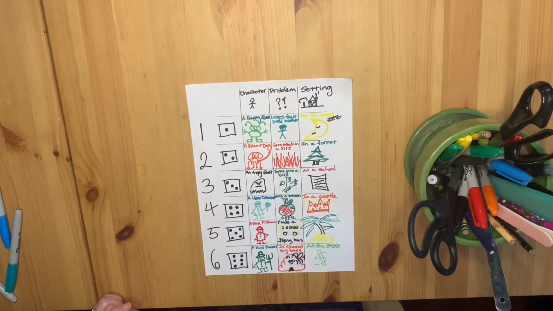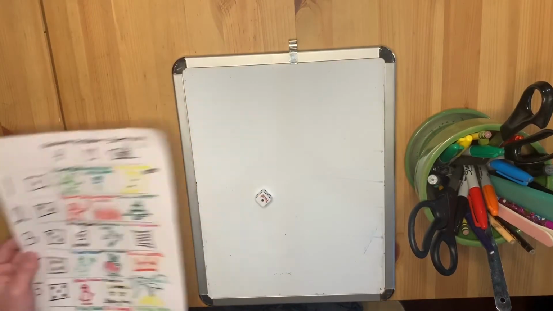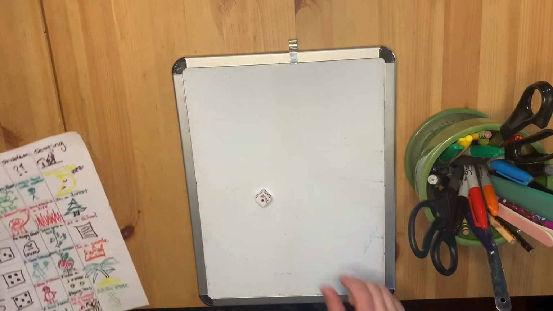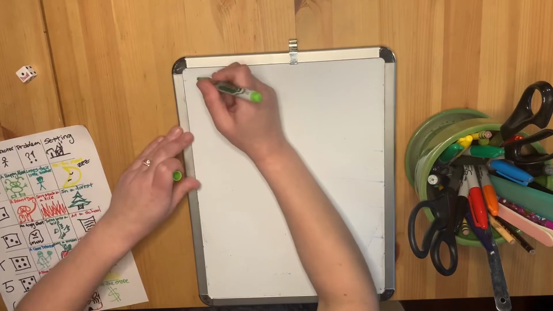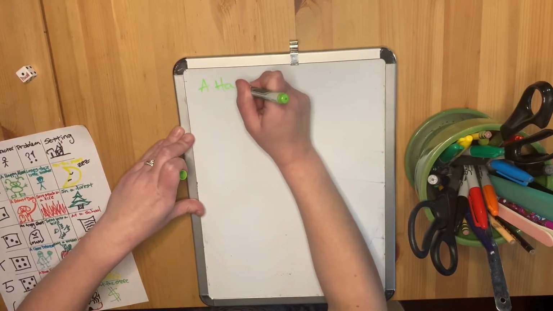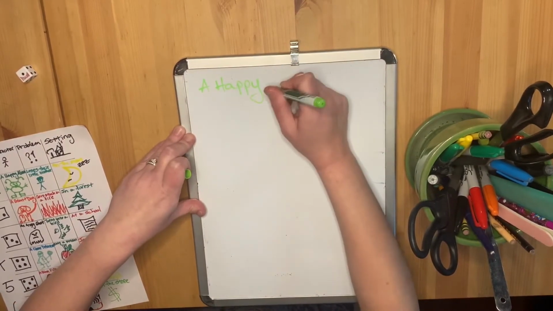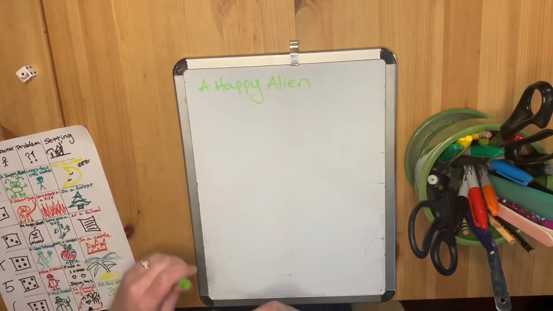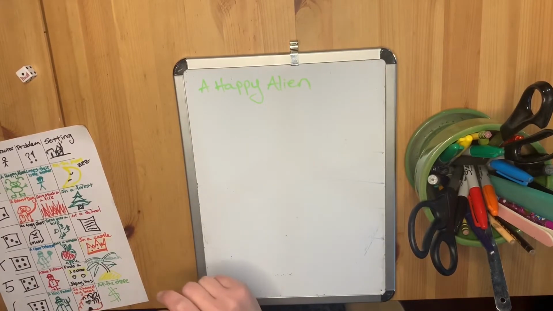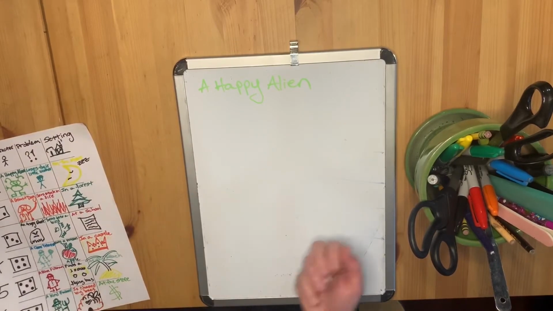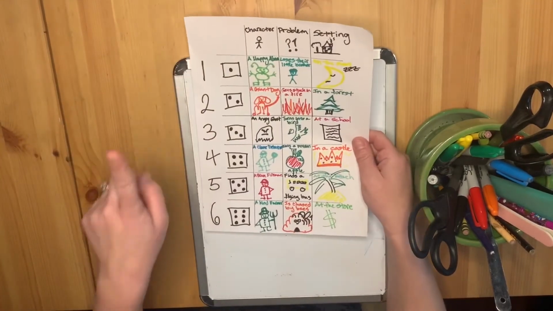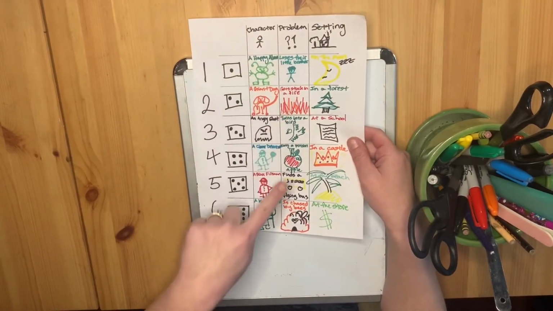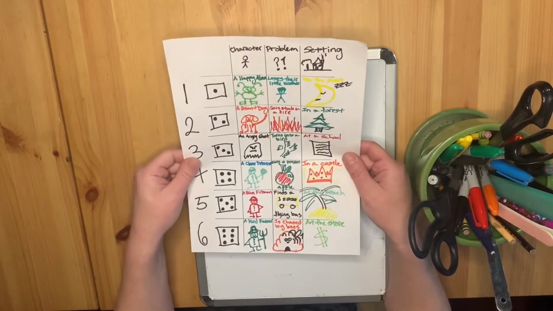So now we can roll our story. 1, a happy alien. Okay, so we'll write that down. A happy alien. Let's see what happens with this happy alien. So we'll roll again. 6. Now we have to look at our problem. 6, go down. Is chased by bees.